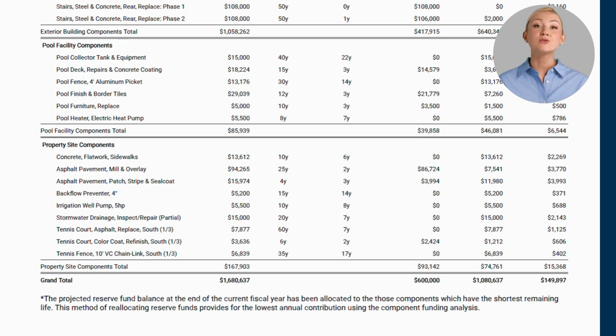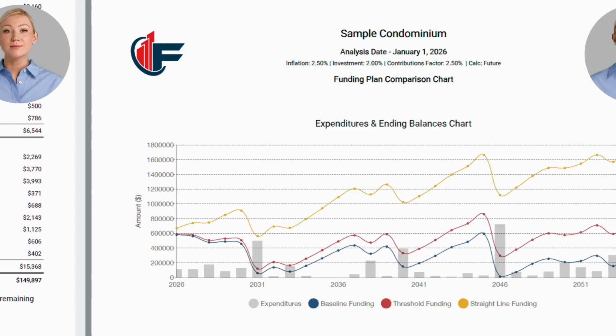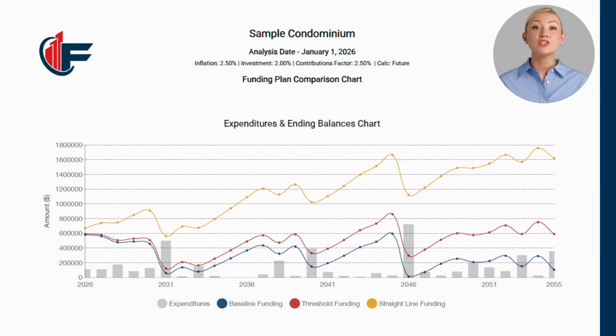For this reason, the reserve study often recommends reallocating reserve funds to achieve the lowest possible annual contributions. Reallocation also becomes especially important when new reserve items are added to the budget. This funding plan requires the association to fund each component at 100%, which usually results in the highest annual contributions of all 3 strategies. The next section of the report includes charts comparing the different funding strategies.